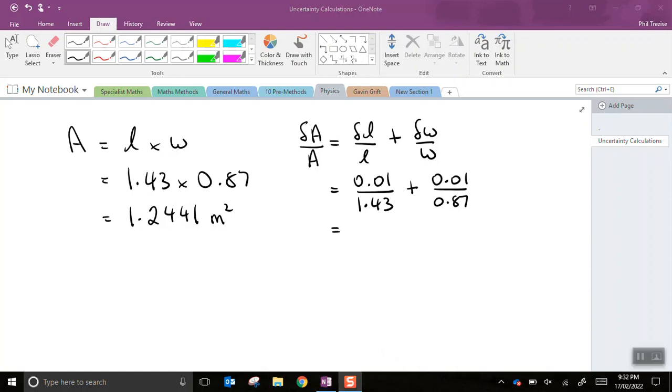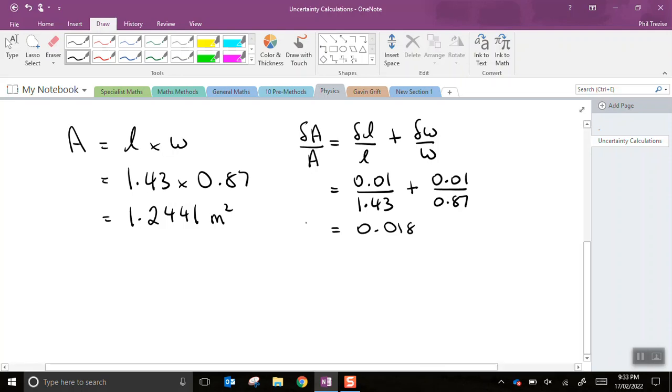Okay, that calculation gives me a value of 0.018, and there are more digits on my calculator, but I won't write them down. That's the relative uncertainty in the area. Now, some people may express that as 1.8%. That's fine, it's the same value. Decimal 0.018 or 1.8% mean the same thing.